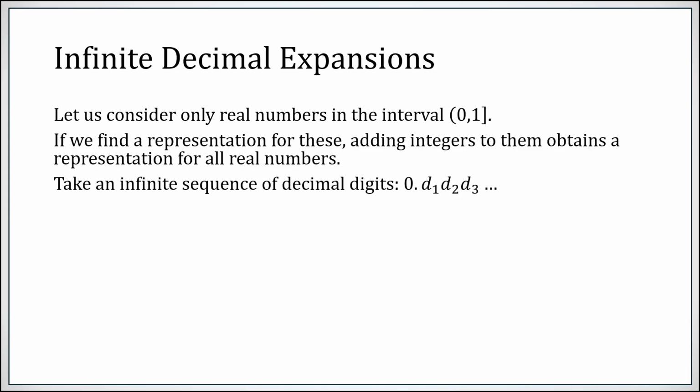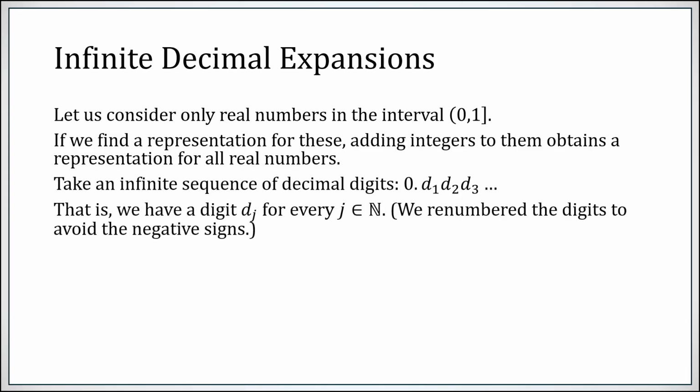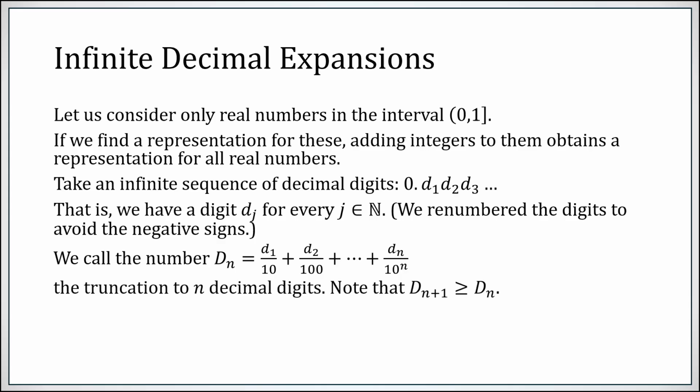So let's take an infinite sequence of decimal digits. So we have a d sub n for every natural number n, d1, d2, d3, and so forth. Compared to the previous slide, I'm not calling this d minus 1, d minus 2, just for convenience. Now let's call capital D sub n to be the sum d1 over 10 plus d2 over 100, and then stopping at dn over 10 to the n. I'm very consciously avoiding terms from series and partial sums. We haven't formally defined those. So we're going to call this the truncation to n decimal digits.